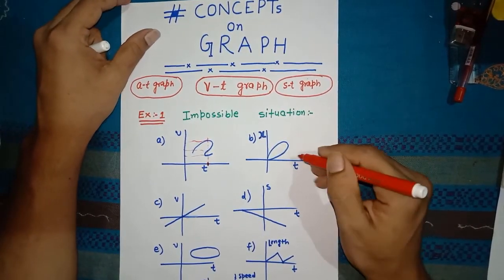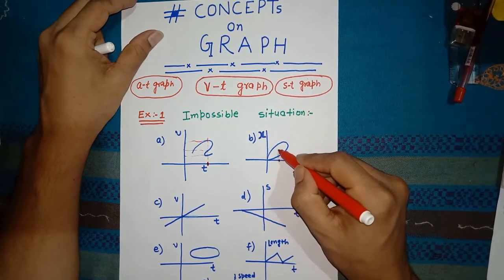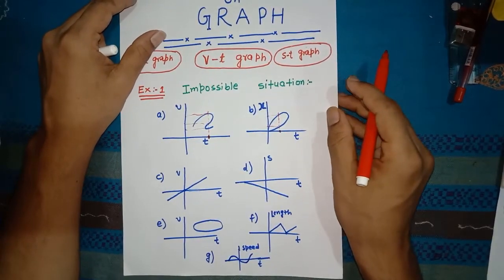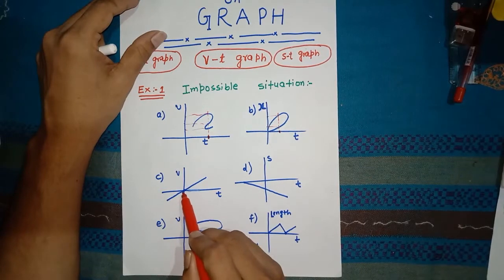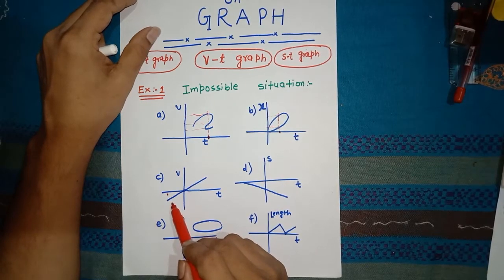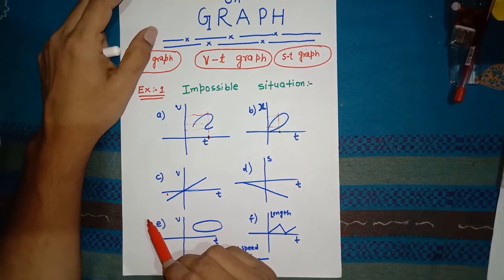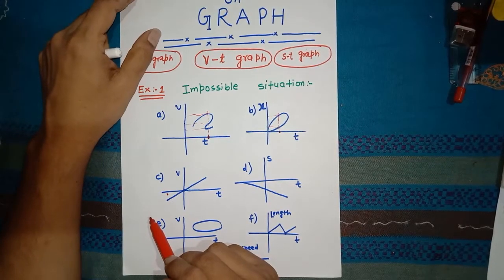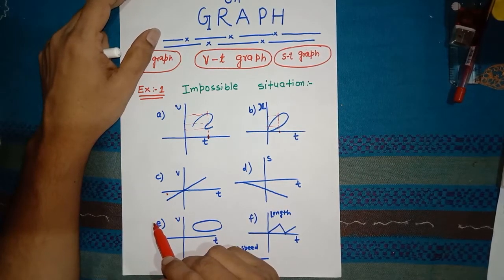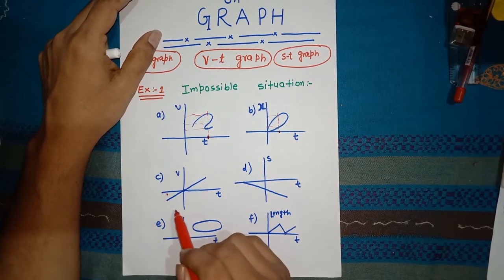In the second graph, it is also not possible because at the same time we have two positions. Have you got my point? Now in the third situation, I have taken negative time. I never thought about negative time, and you also never thought about it. Actually, negative time has no concept at all in science. That's why this situation is also not possible.